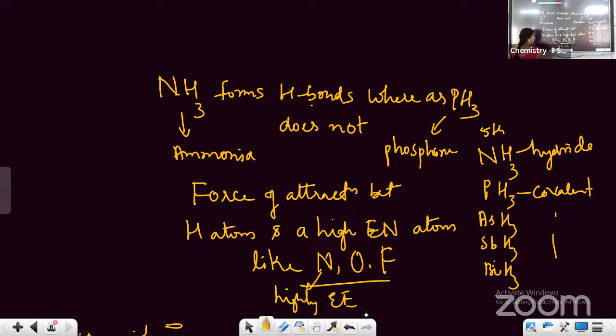So what are the electronegative atoms? Nitrogen, oxygen and chlorine. These are the 3 highly electronegative atoms with which hydrogen is going to form hydrogen bonds. Okay, if you want, you can write it down. Otherwise, we'll go to the next question. This question has come in 2023, students.